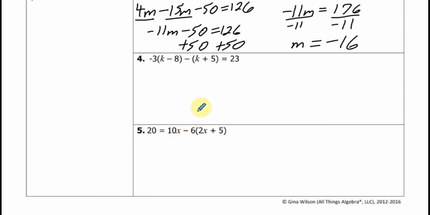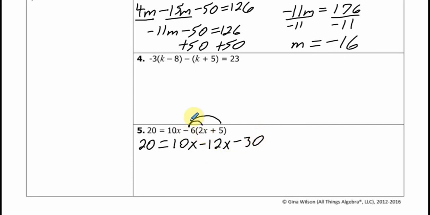So again, first step is get rid of grouping symbols. So I've got parentheses here, and I have a number in front of it. I have a negative 6. So I have to distribute. Negative 6 times the 2x, negative 6 times the 5. All right, so there's nothing to do on the left side of the equation. Didn't do anything to the 10x. Negative 6 times 2x is negative 12, so minus 12x. Negative 6 times 5 is negative 30, so I put minus 30.